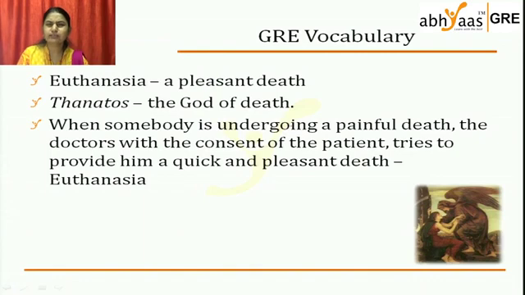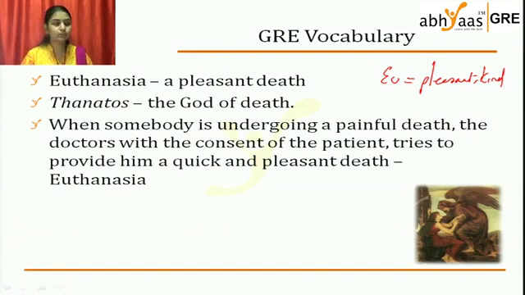Euthanasia. What do you mean by the word EU? Do you remember? Yes, EU means pleasant, kind, good. You have many words like euphony, euphemism, euphoria, right? Euthanasia. Thanatos is a Greek god of death. But what is euthanasia? A pleasant death, something similar to mercy killing.